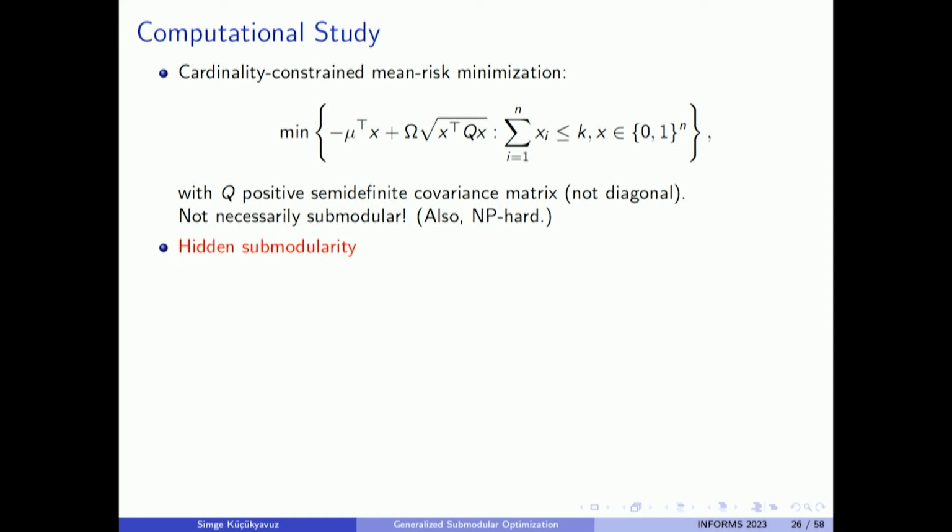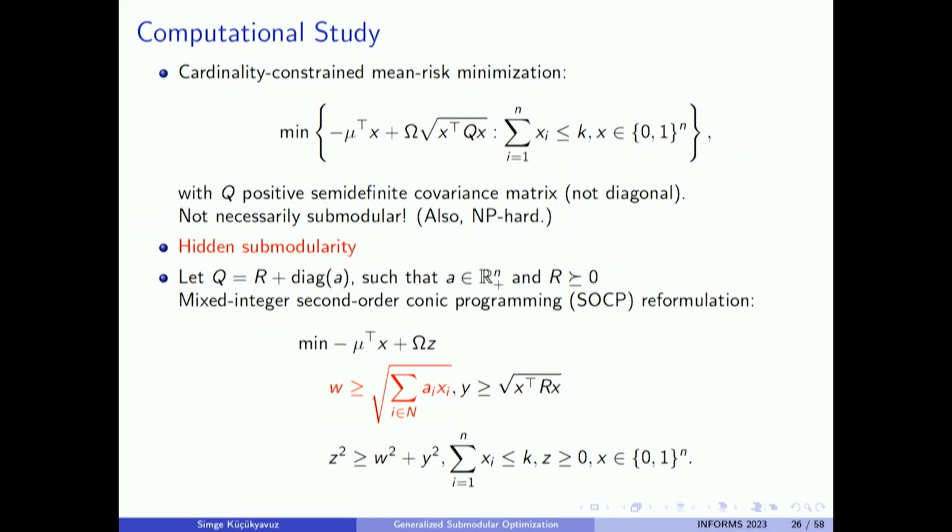So what I call here is the hidden submodularity. There's some submodularity hidden in here somewhere, and it comes up as follows. I'll take the Q matrix and divide it into two parts: a diagonal part, diagonal with entries in a vector A, as well as the remainder R. So I'll write Q as a summation of R and a diagonal. And then I'll substitute that in that square root function.